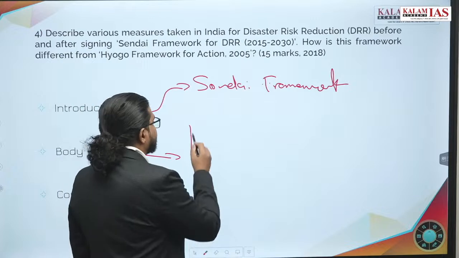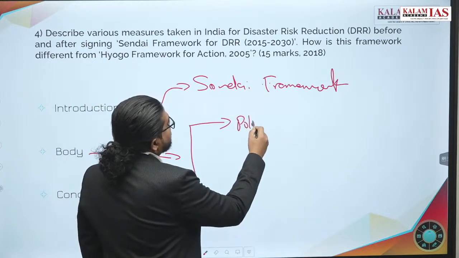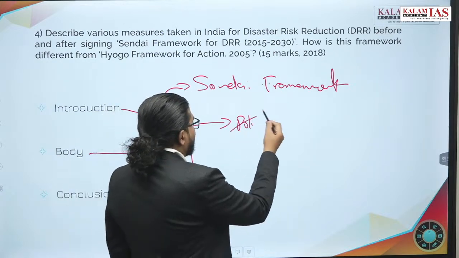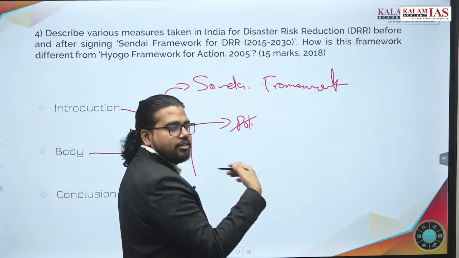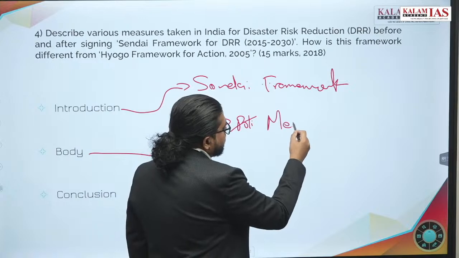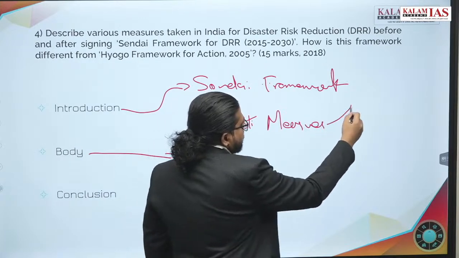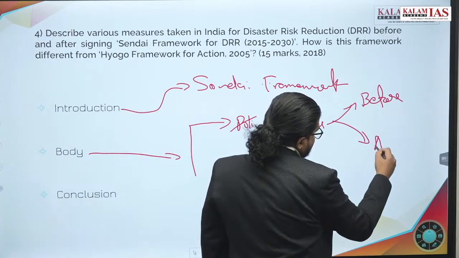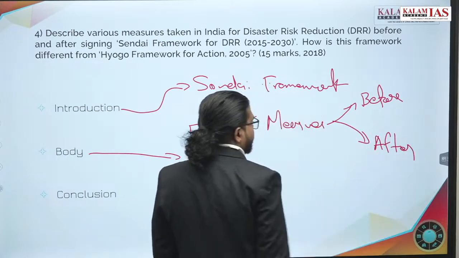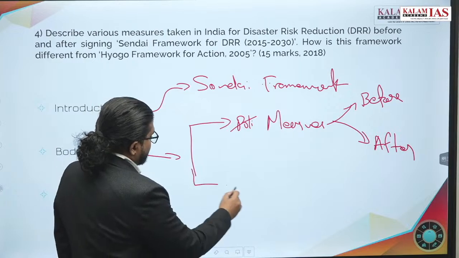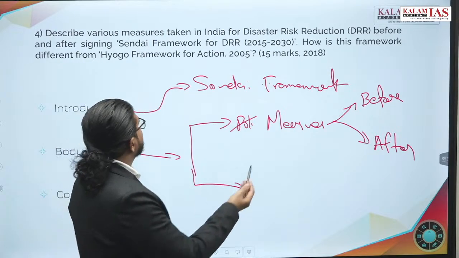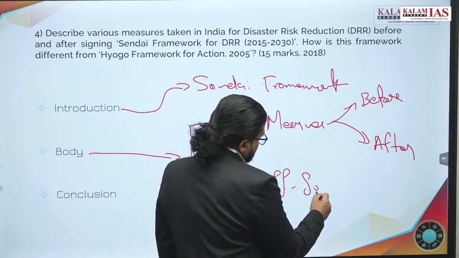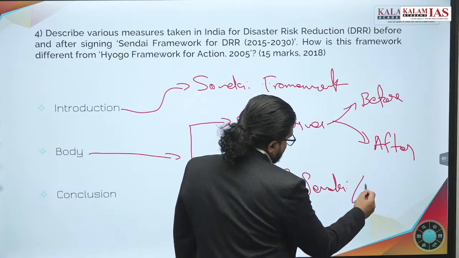What else? Policies. Is it policies asked? Measures. Whatever is asked, keep that name only. Don't put your own innovation into it. Measures before, after. After that, the difference between Sendai and Hyogo.